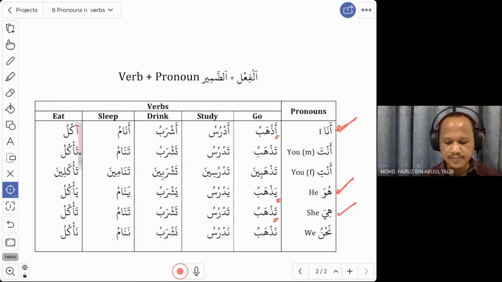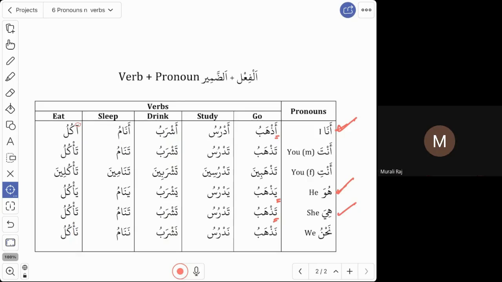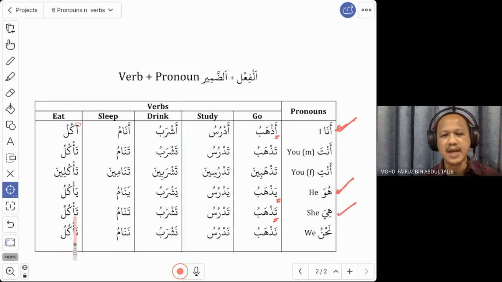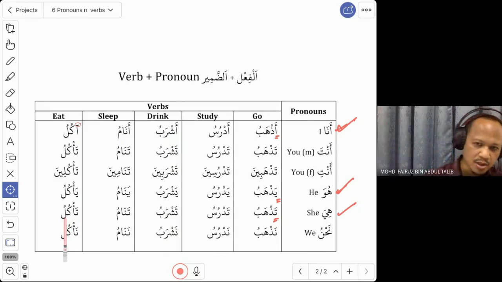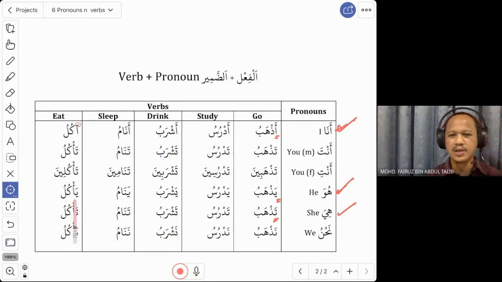Hiya tanam. Anam becomes tanam. And the last one, I eat, akulu. Just now when we say he eats, you change to ya, but we say yakulu. And now you change to hiya, you change to ta. Takulu. Good. You say takulu, yes. So we say takulu. Hiya takul samak. Samak is fish.